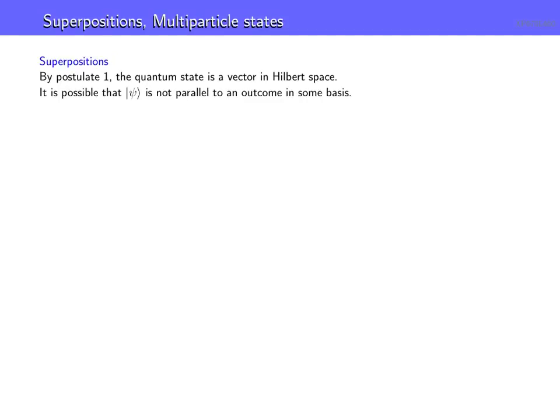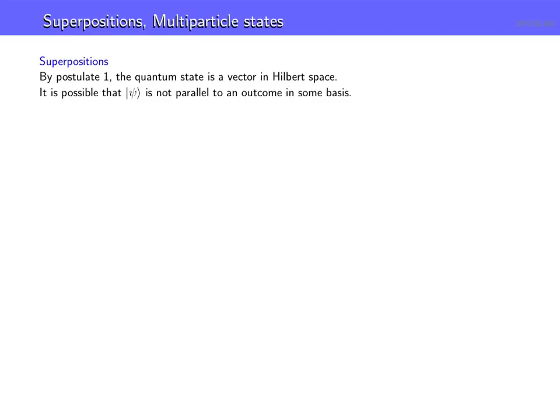Here we want to go a little further and talk about our quantum state and fill in a few gaps here and there, tie up some loose ends, introduce some new concepts that we'll need later. And we return to postulate 1, that we have a vector in Hilbert space. Now, we talked about the dimensions of the Hilbert space corresponding to experimental outcomes in a particular basis.